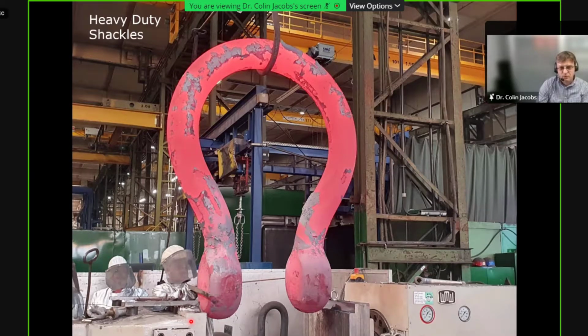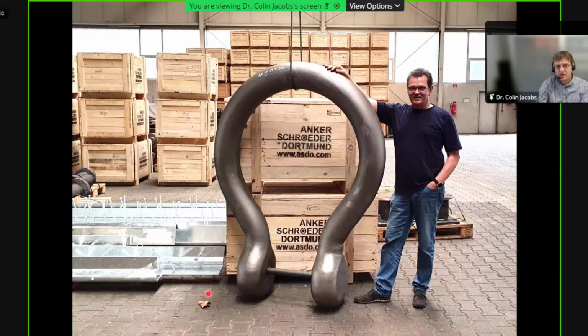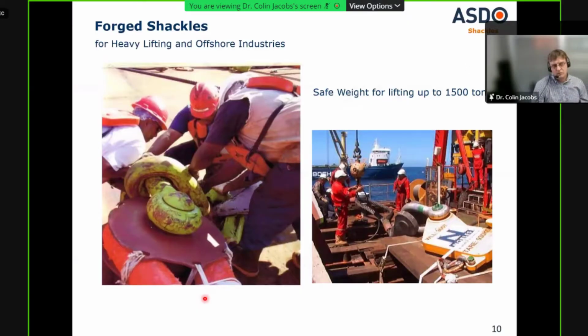So here's a forged shackle. We take the round steel, heat it, press the ends to whatever shape we wish, in this case an eye for the end of the shackle, and then bend it into a bow. We can make these taller than a person, and they're generally used in the offshore industry, literally for holding oil rigs to the seabed. Some of the load capacities of these, safe weight for lifting, 1,500 tons is not uncommon, and that's with a safety factor of 5.